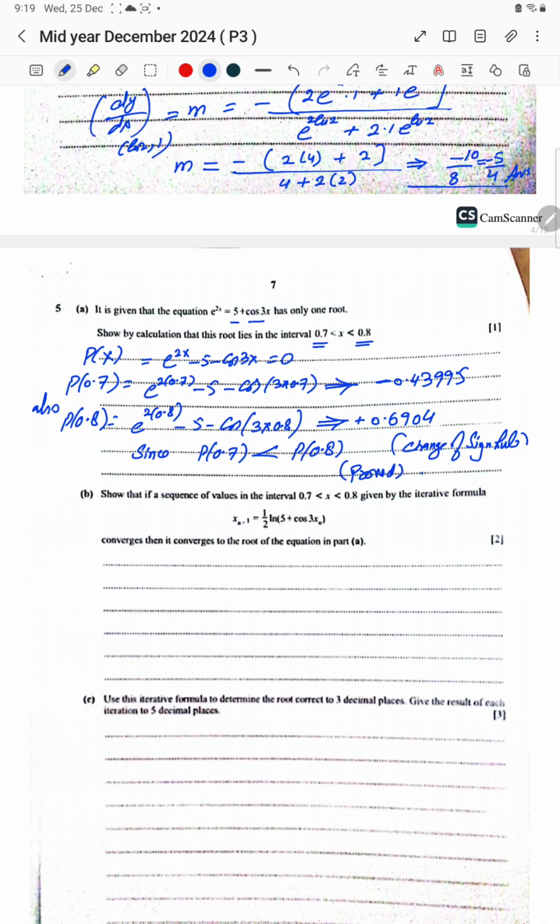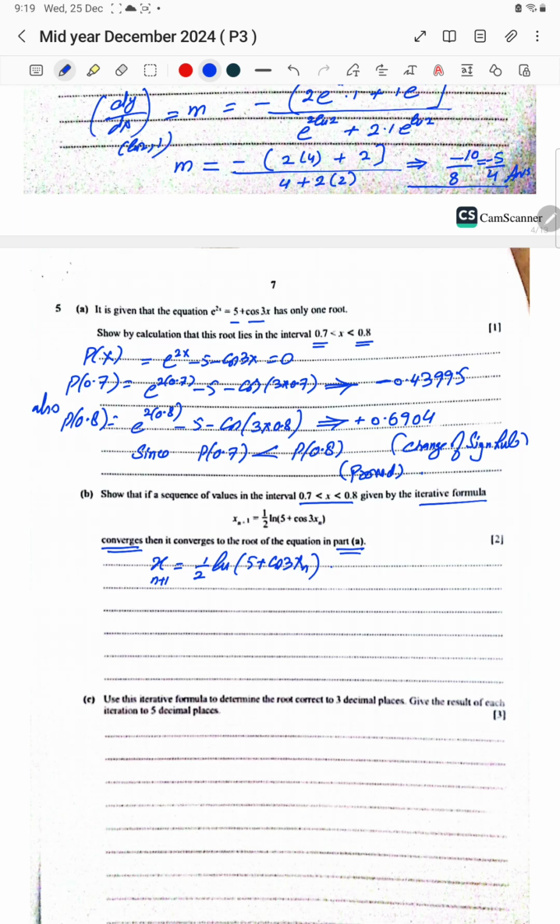Because the both results give us different signs, one positive, one negative, so it's proved. Okay, part B says if a sequence of values in the interval 0.7 to 0.8 is given by the iterative formula x n plus 1 equal to 1 by 2 natural log of 5 plus cos of 3xn, converges, then it converges to the root of the equation in part A.